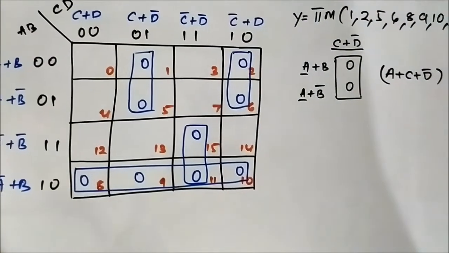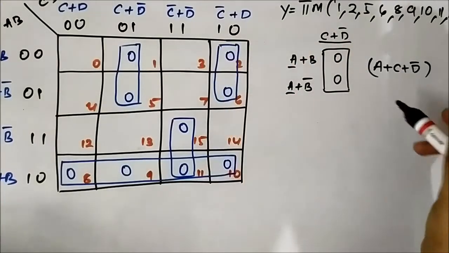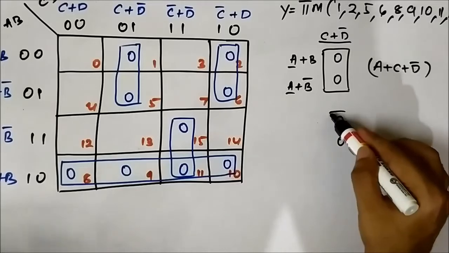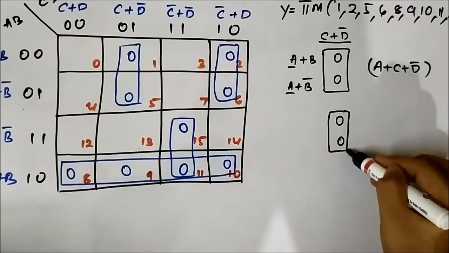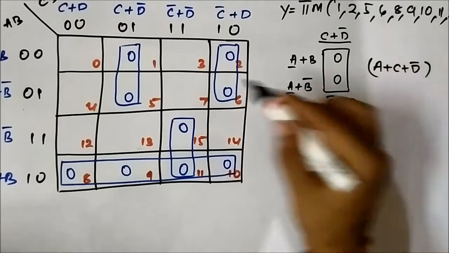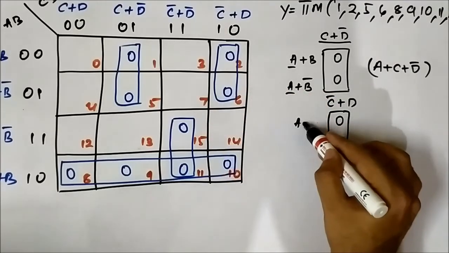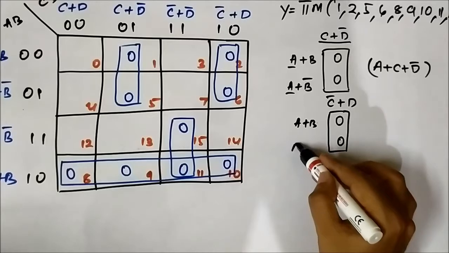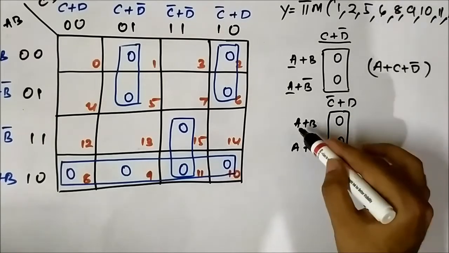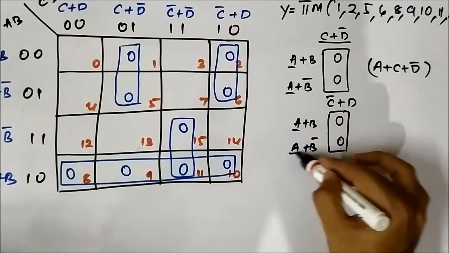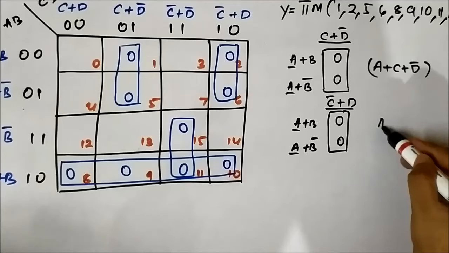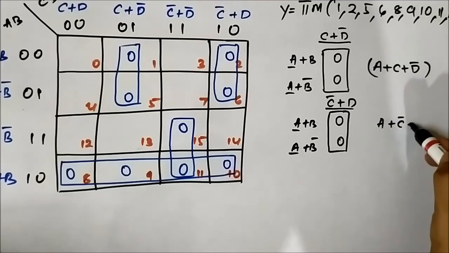Next is this pair involving cells 2 and 6. So it is C bar or D, the vertical component, the horizontal components A or B, A or B bar. Again, in the horizontal side this is the common variable, the vertical side this is the common variable. So it is A or C bar or D.